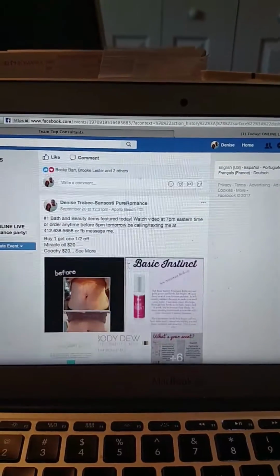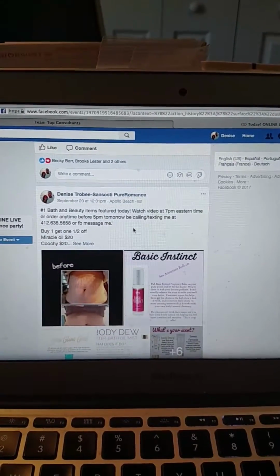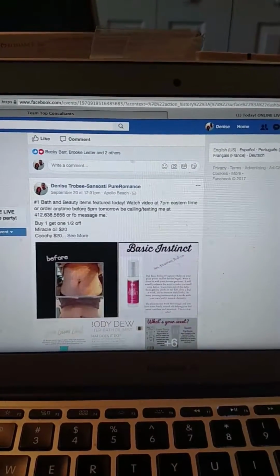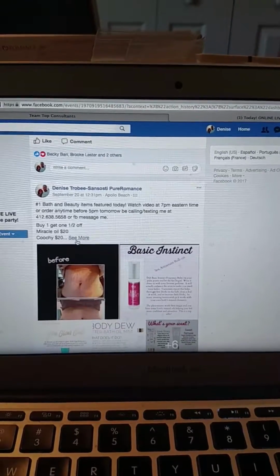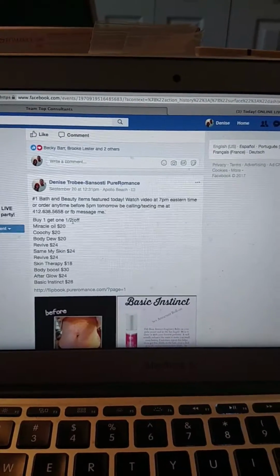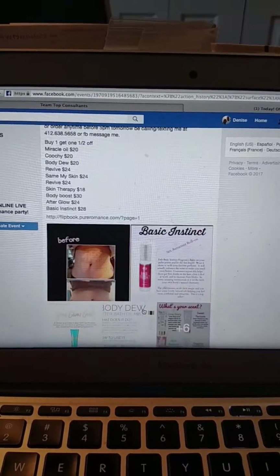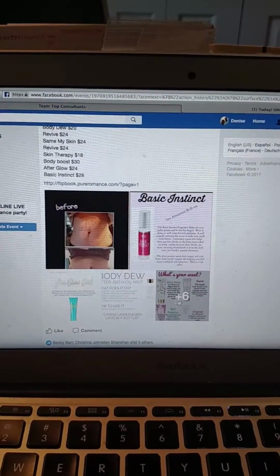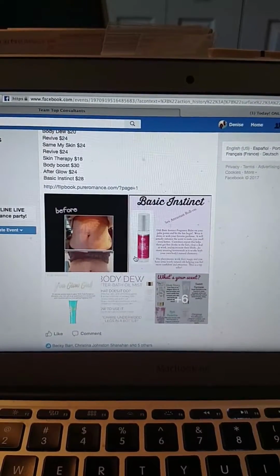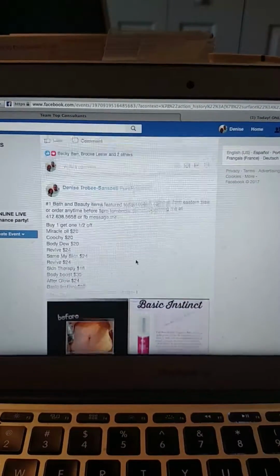And then I segmented everything. Number one, bath and beauty items. I told them exactly what I was going to talk about, exactly what my sale was. I put the flip book there, and then I put pictures and descriptions of everything that I was going to be talking about in segment one.